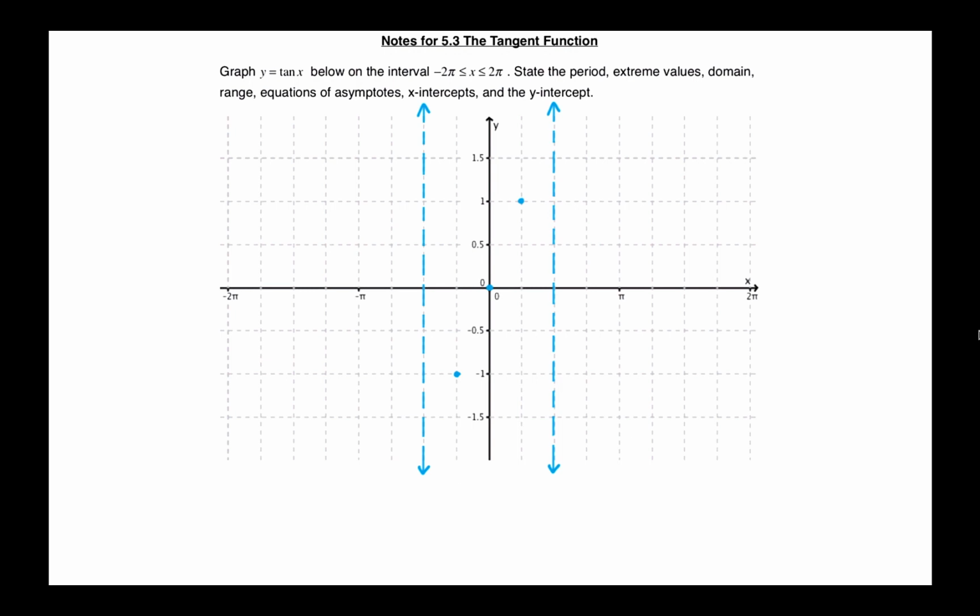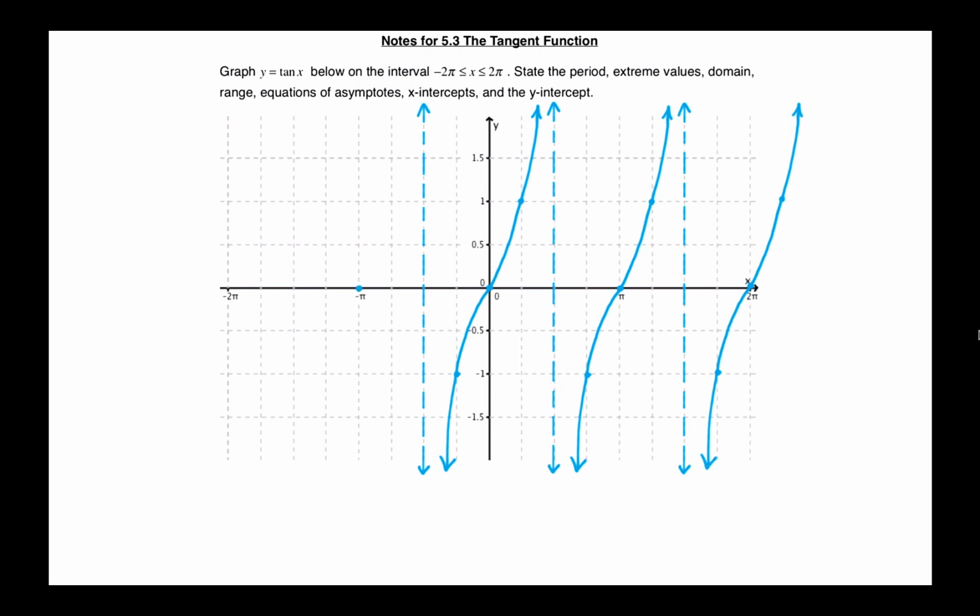And this actually completes one cycle of tangent. And tangent will repeat itself on the interval from pi over 2 to 3 pi over 2, and from 3 pi over 2 to 5 pi over 2. And we've got another cycle or two to the left that we could put in there. And so this is the basic picture of the tangent function.